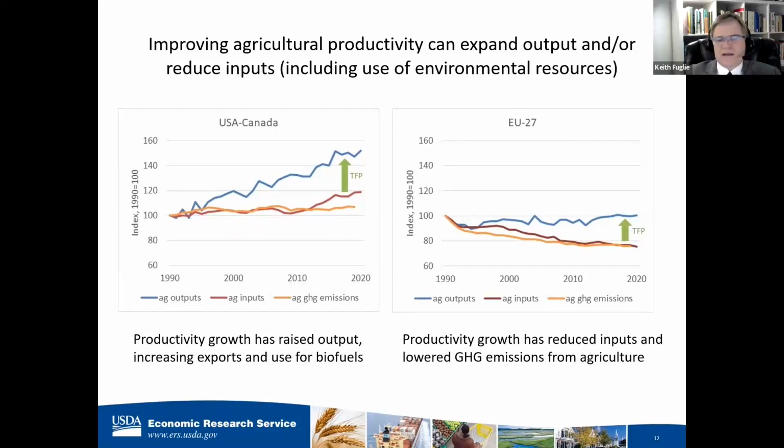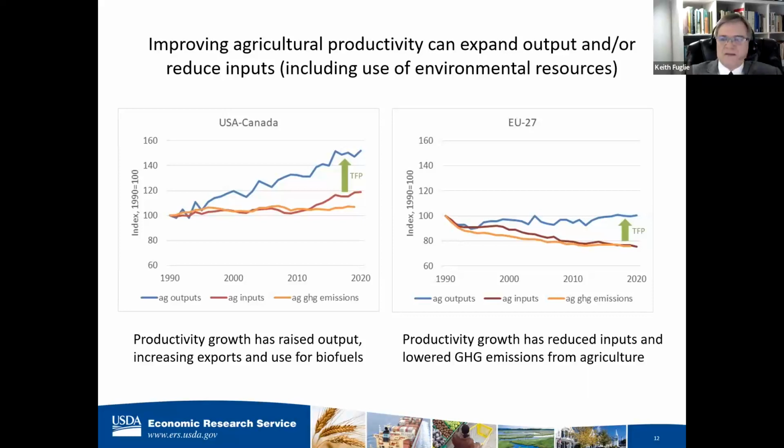Canada has been expanding inputs faster than the United States. In the EU 27, in contrast, they haven't really increased output very much at all. That blue line is still at about 100 in 2020, so basically where it was in 1990. But they're using about 20% fewer total resources. The red line is below 80 on that index.